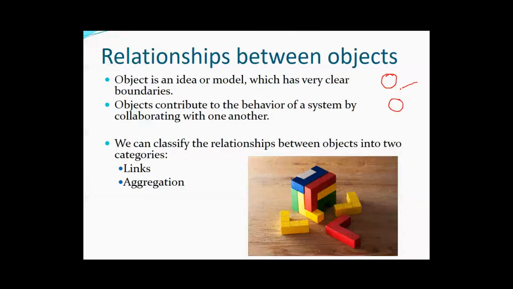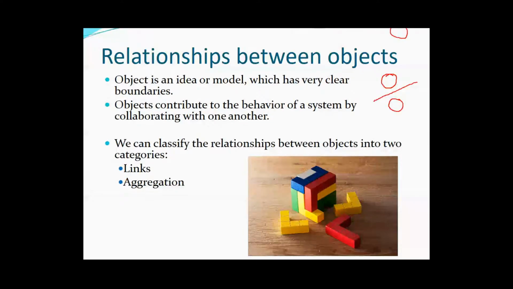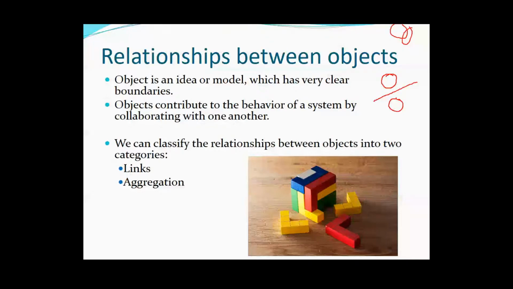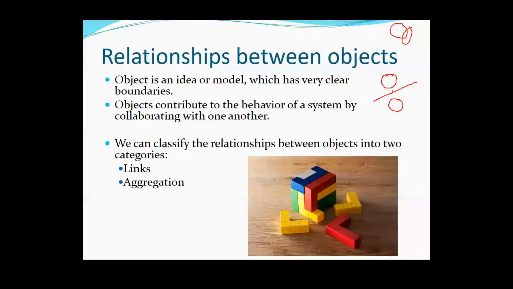Now, that means what? They have a clear boundary. This is my boundary, this is my stuff inside. And this other object says, this is my boundary. Nobody can cross it. But at the same time, they have operations inside. They have some operations inside each one. These operations make them what?